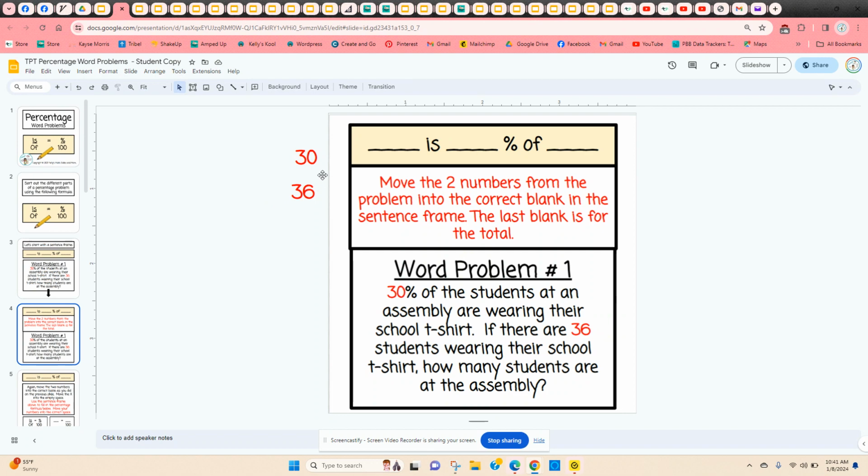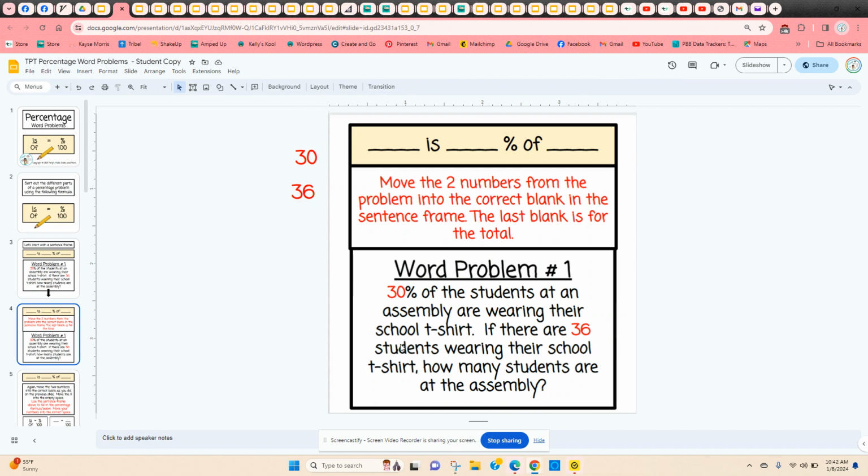On the next slide, I give the students the number for this very first word problem. Later on in the slide deck, they're going to have to come up with the numbers and type them in. But for this first problem, these are text boxes. Students just need to click and hold on the edge, move them into the correct place in the sentence frame. So I tell the students always start with the easiest number.